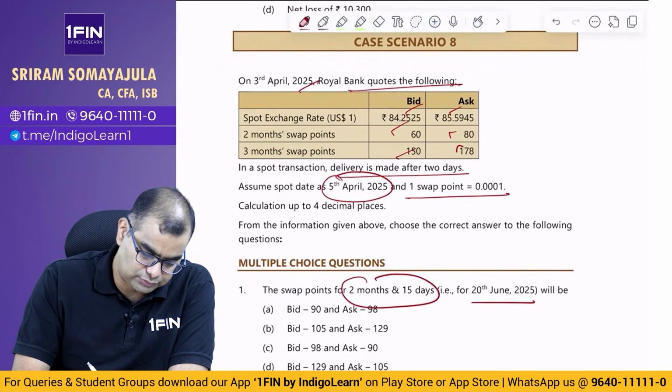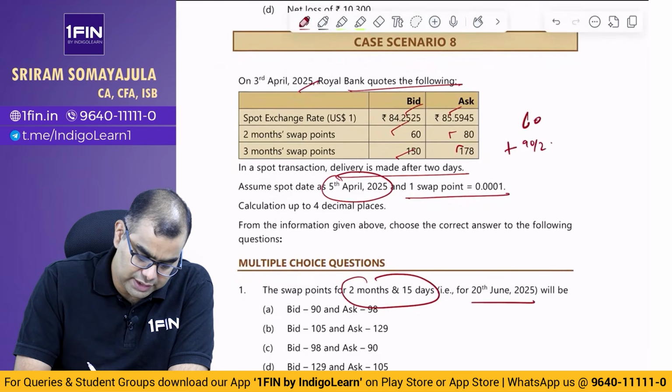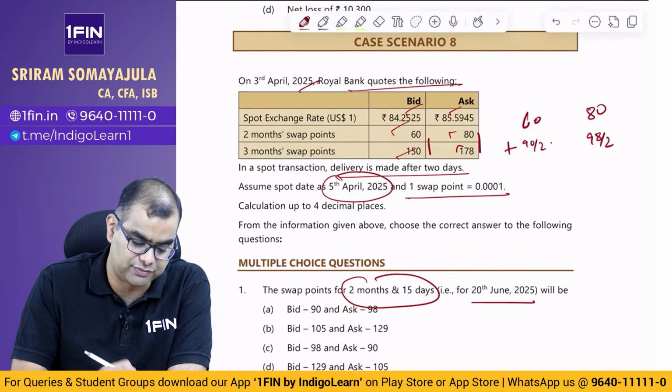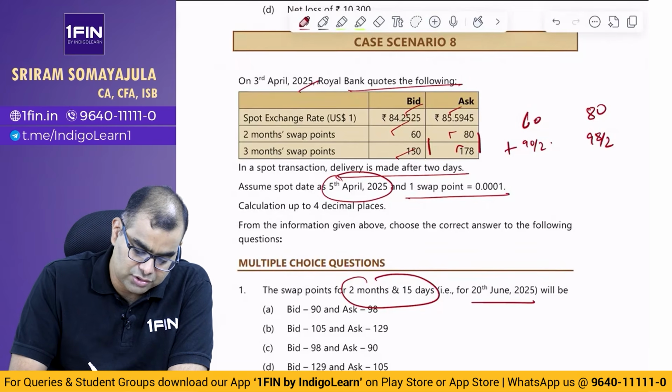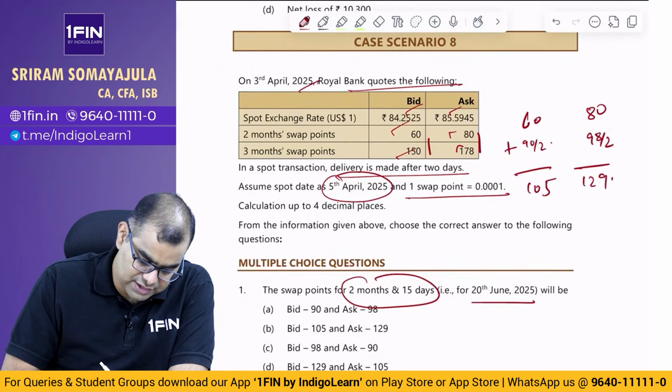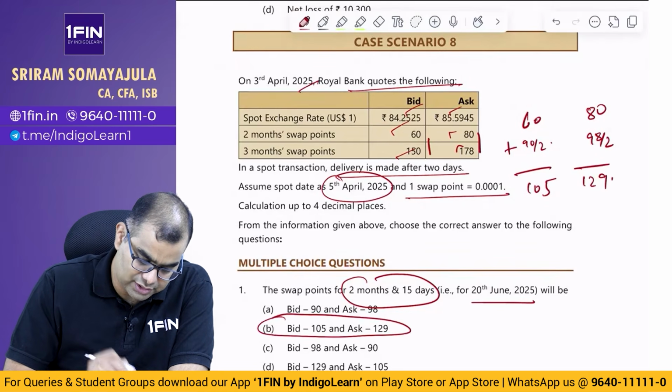That is 60 plus 90 by 2 and 80 plus 98 by 2. See, the difference between these two is 98. Difference between these two is 90. So by 2, because for 1 month you get so many extra. So this is 105 and this is 49 plus 80, 129. So bid is 105, ask is 129. This is the correct thing.